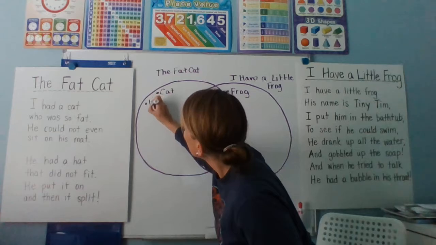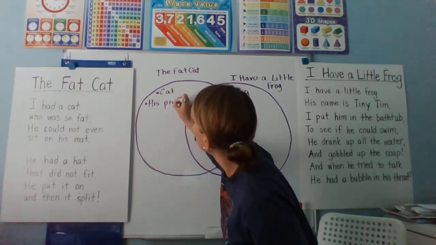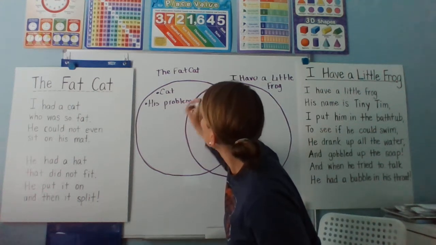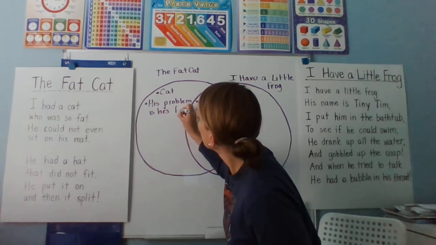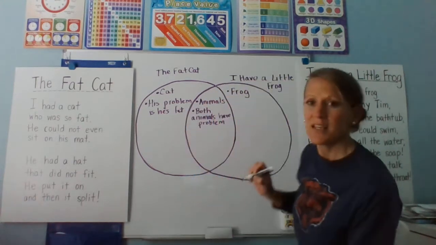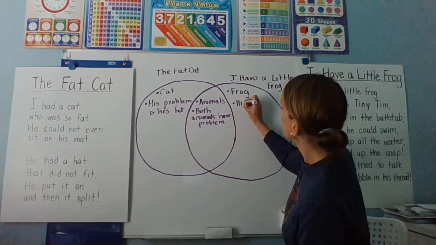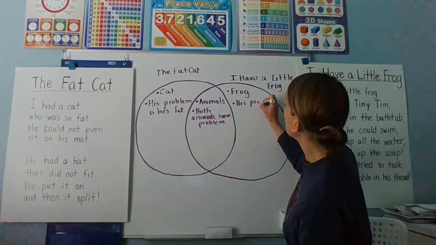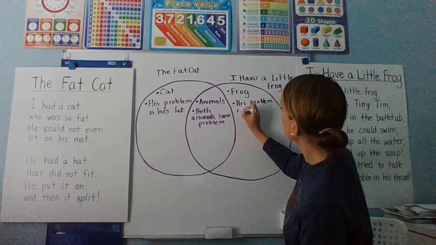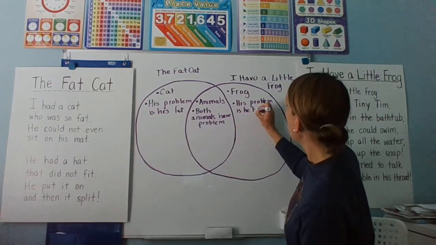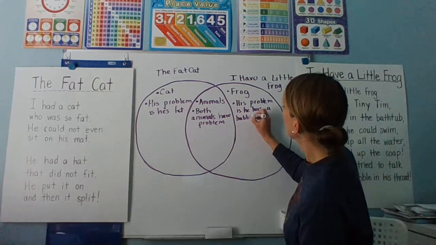So his problem is he's fat. Okay? And over here, what's the frog's problem? He has a bubble in his throat. His problem is he has a bubble in his throat.